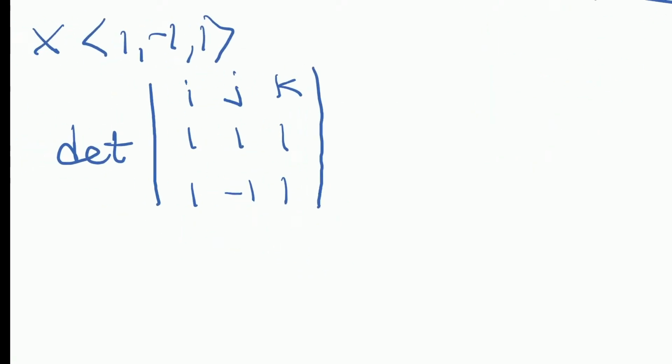Okay, so for the determinant of this, what we're going to do is augment this matrix with these two columns. So this gets moved over here, and this one gets moved over here. So this is j, 1, negative 1. So you see that. So we've got our two columns. Now we're going to do our diagonals.